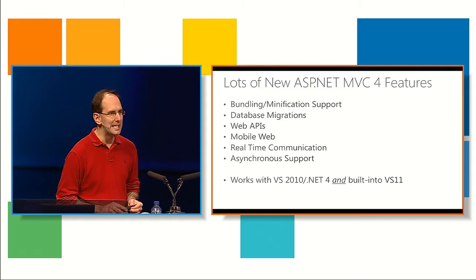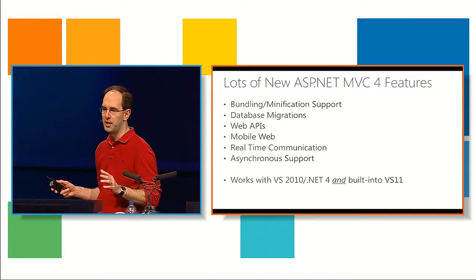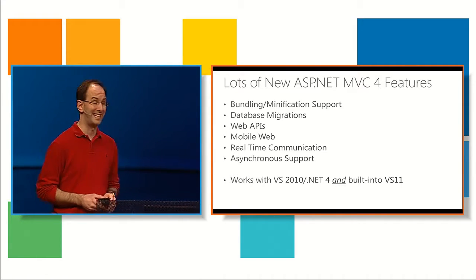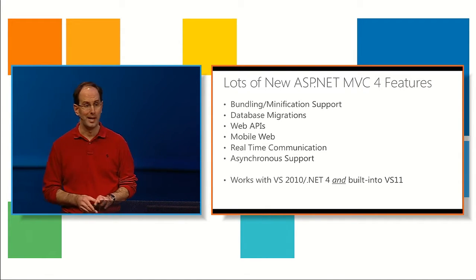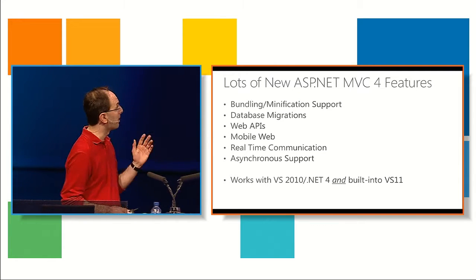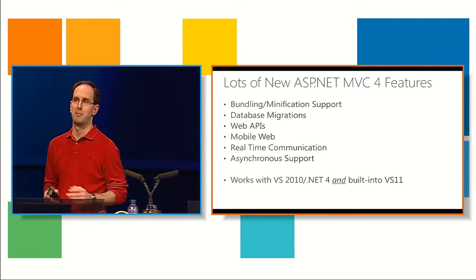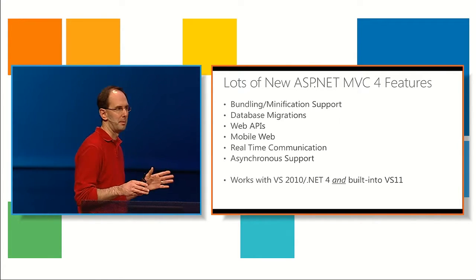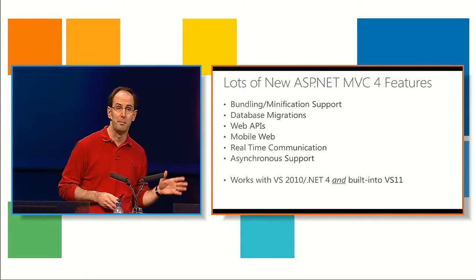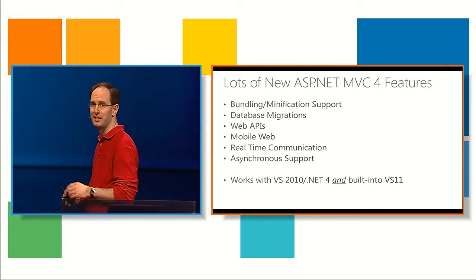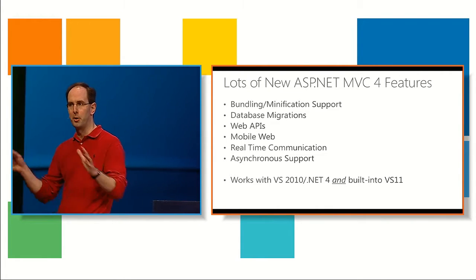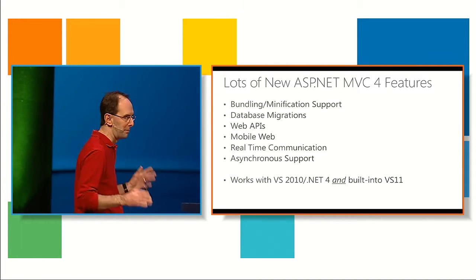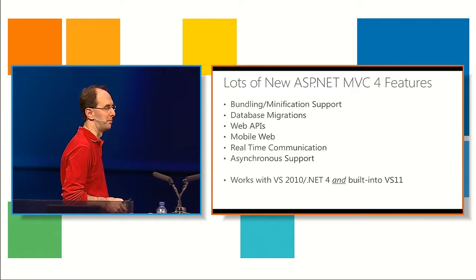The MVC4 release has lots of new features, and I'm only going to get a chance to touch on a couple of them here today, but hopefully a couple of pretty exciting ones that you'll like. We've got great productivity features like bundling and minification, and database migrations that make your life as developers a lot easier. We also have some really cool new APIs and capabilities, things like web APIs, mobile web, real-time communication, and async, that go beyond just productivity and really enable new scenarios. We think they're going to let you build even better and more modern web apps than ever before.